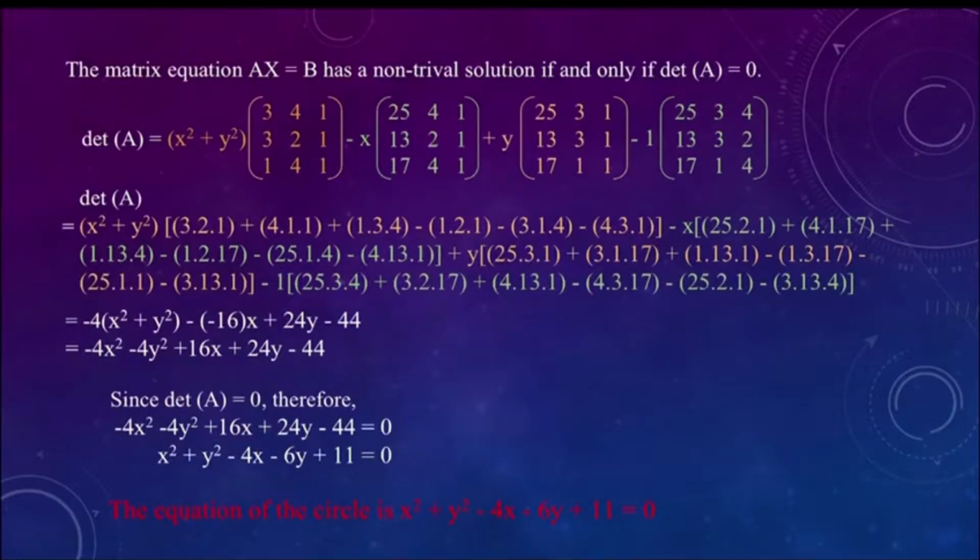We can find that determinant A equals negative 4x squared minus 4y squared plus 16x plus 24y minus 44. Since determinant A equals 0, therefore negative 4x squared minus 4y squared plus 16x plus 24y minus 44 equals 0. Hence, we can conclude that the equation of the circle is x squared plus y squared minus 4x minus 6y plus 11 equals 0.